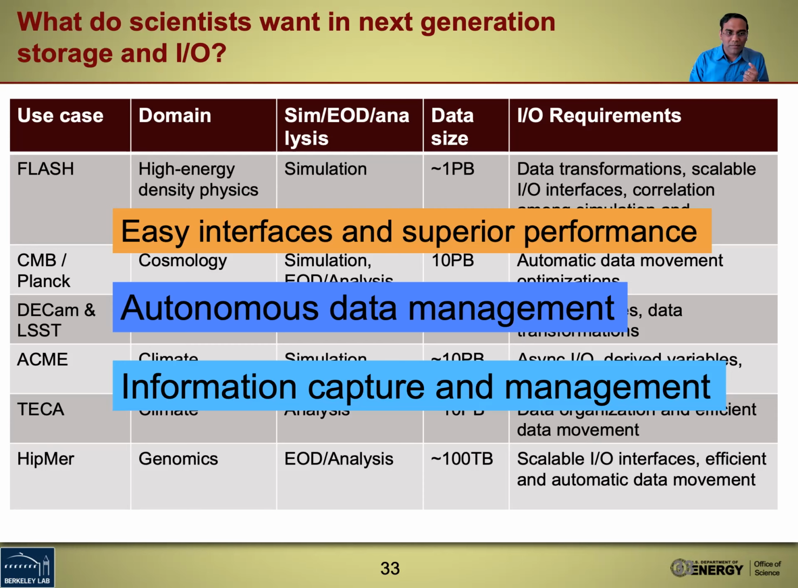So some of the features that they were mentioning is they need easy interfaces and superior performance at the same time. And also autonomous data management, where they don't have to manage the data and how to move and where to store, which byte to go to, and all those things. And information has to be captured in a way that instead of just the dump bytes in the storage, also add some tags for information that can be easily managed and accessed.